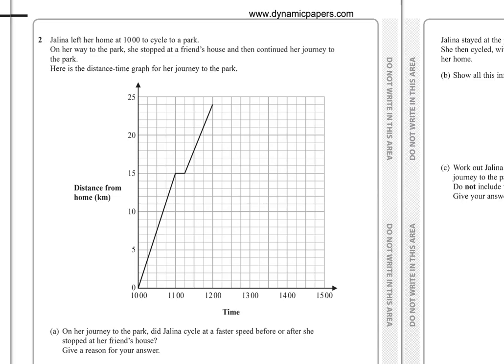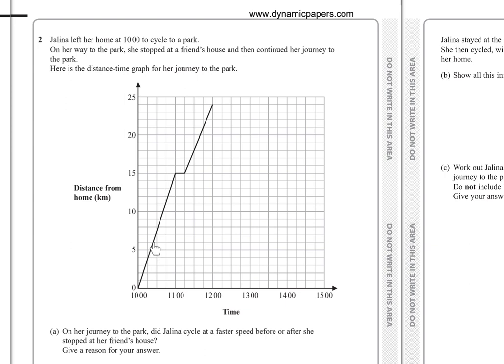Number 2. Jalila left her home at 10 to cycle to a park. On her way to the park, she stopped at a friend's house and then continued her journey to the park. Here's the distance time graph for her journey to the park. A. On her journey to the park, did Jalila cycle at a faster speed before or after she stopped at her friend's house? Give a reason for your answer.